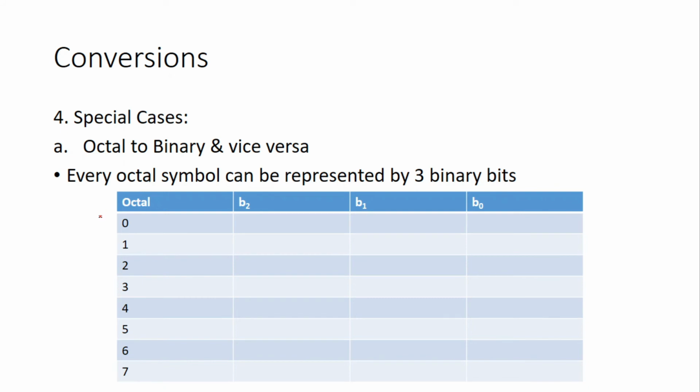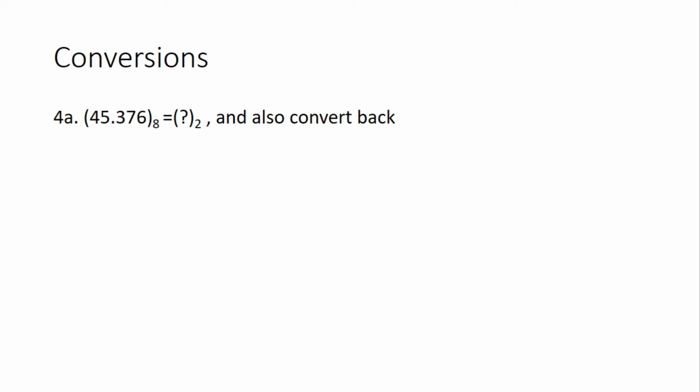So every octal symbol can be represented by 3 binary bits. So 0 can be represented as 000. So let me just write the sequence really quick. Alright, so 0 can be written as 000, 1 can be written as 001, 2 can be written as 010, and so this is how you quickly write the octal to binary representation.